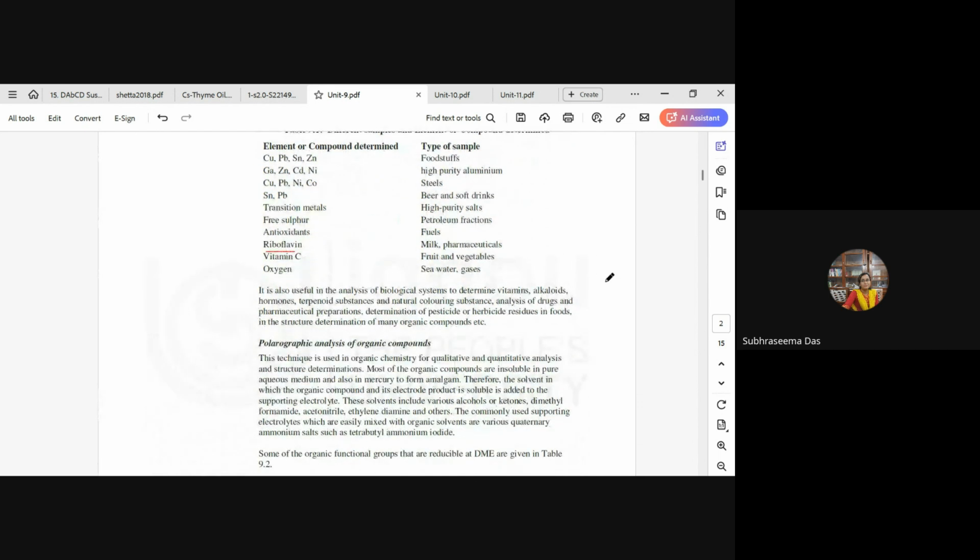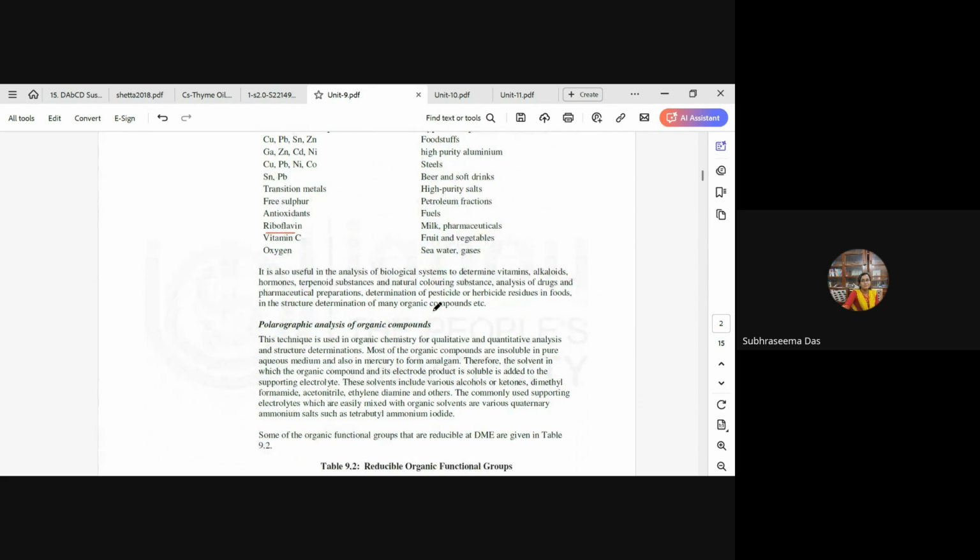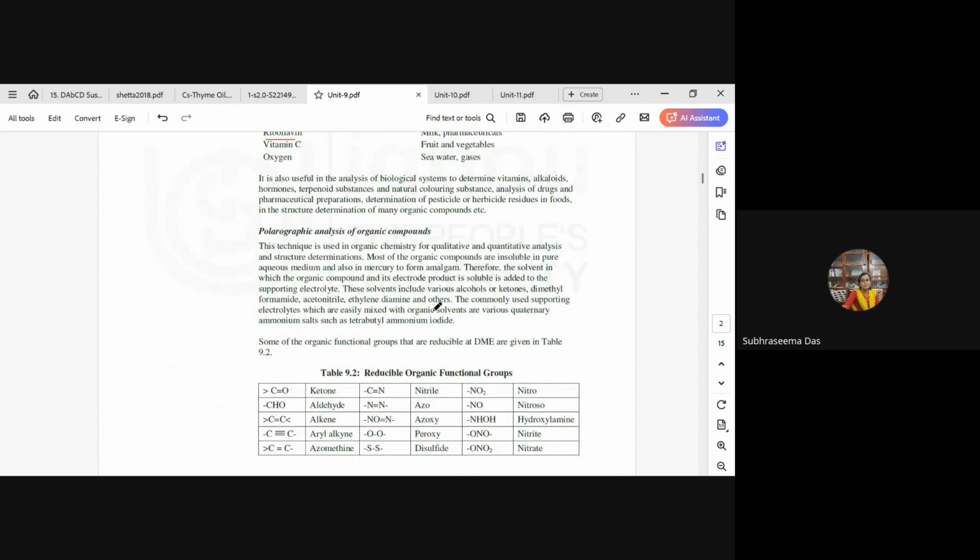Polarography is also useful in the analysis of biological systems to determine the presence of different types of vitamins, alkaloids, hormones, terpenoid substances, and natural coloring substances. It is used in analysis of drugs and other pharmaceutical preparations. Now we'll discuss one by one.